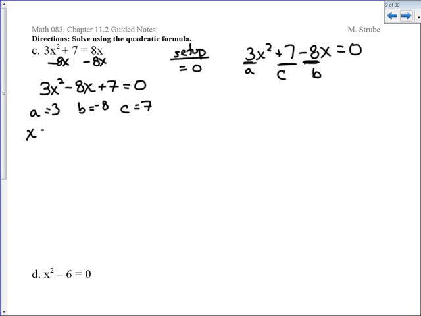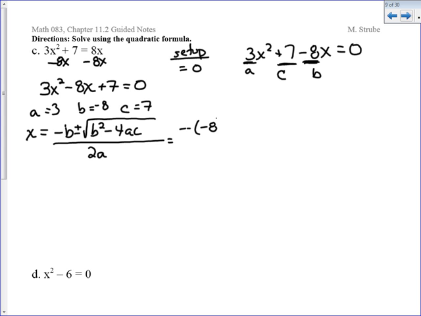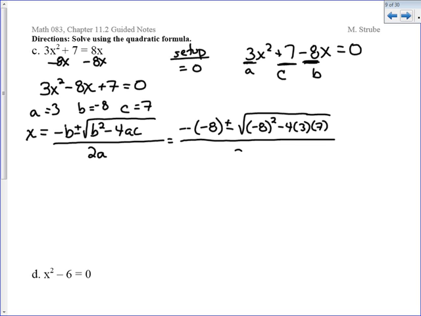So now our formula is x equals negative b plus or minus the square root of b squared minus 4ac, all over 2a. And substitute in your numbers. So I have a negative in the formula and a negative on my b. So negative, negative 8, plus or minus the square root. Use parentheses every time you substitute. Negative 8 squared minus 4 times 3 times 7, the whole thing over 2 times 3.